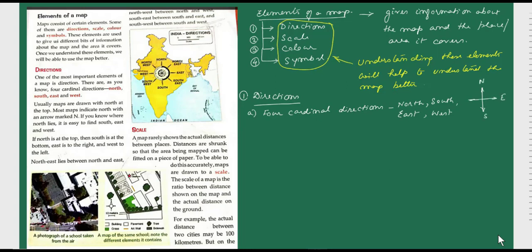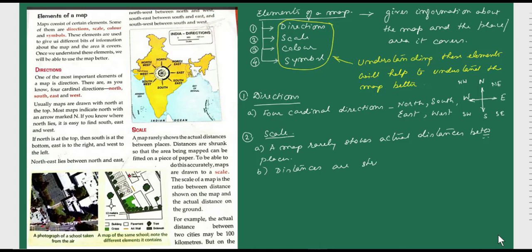We write it as NE. In between south and west, we write SW. And in between north and west, we write NW. You can see all these things, northeast, northwest. We start with north, N, and while writing southeast and southwest, we write with S. This is the actual convention.